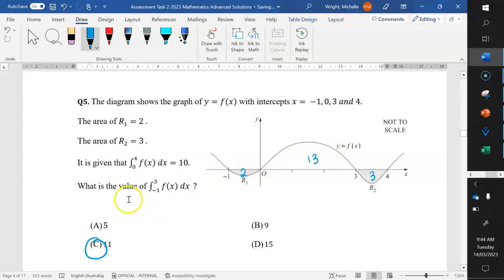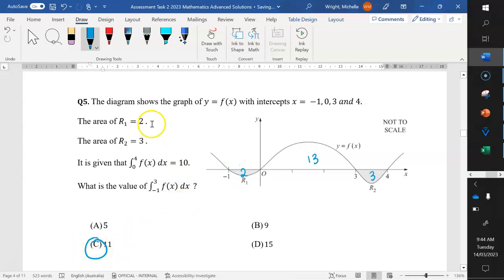It's wanting me to find the value of, again, not the area. We're not asking for the area here. We're using the area as information to work out the integral between minus 1 and 3. What that does then is the integral will take the area above the curve, which is 13, take away the area below the curve. So we'll have 13 minus 2, and we will have 11.